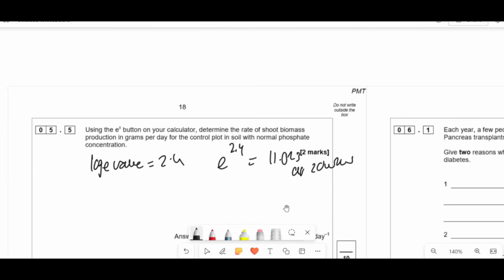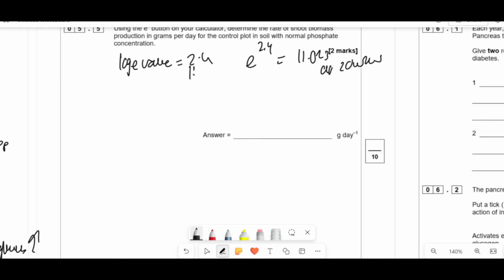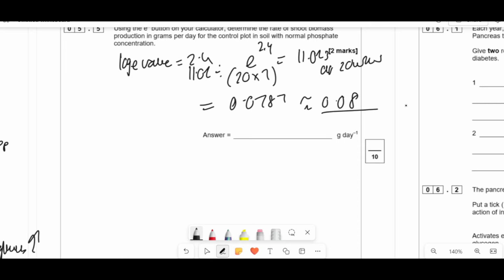Now the thing is here though, this is the shoot biomass after 20 weeks. So in order to work out the production in grams per day, you would do your answer 11.02 divided by, this is per day, so it's going to be divided by 20 times 7. So we do that, we get 0.0787, which is roughly 0.08. Keep it to the same number of significant figures as in the question if possible.